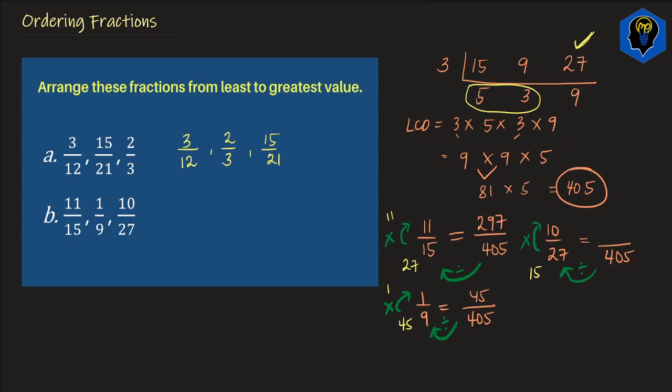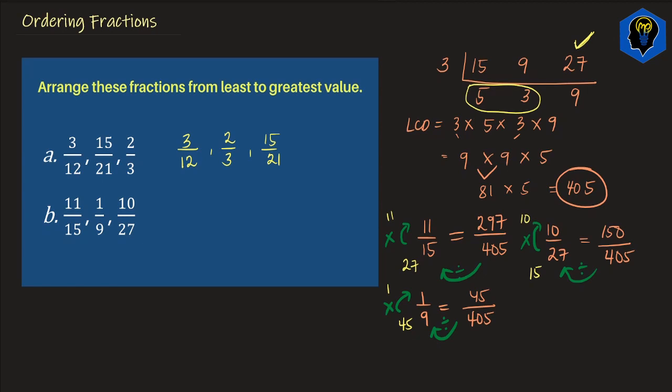Times 10. O, diba? May technique din tayo dyan. Any number you multiply by 10, you just copy the original number. And then, you add 1 0 kasi 10 to. Kung times 100, dalawang zeros yung i-add nyo. So, that's a shortcut. Therefore, 10 over 27 is equivalent to 150 over 405.